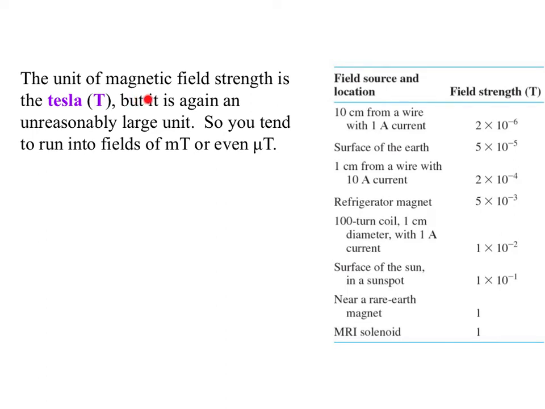The Tesla turns out to be an unreasonably large unit. Just like the Coulomb, it is not really human scale. It's a product of how we define things in the SI system, and we're just kind of stuck with it. You tend to see fields of millitesla or even microtesla, and not tend to see fields of 1 or more Tesla.